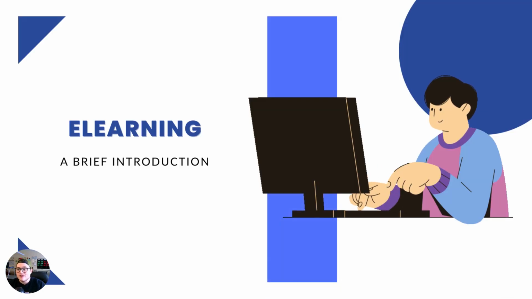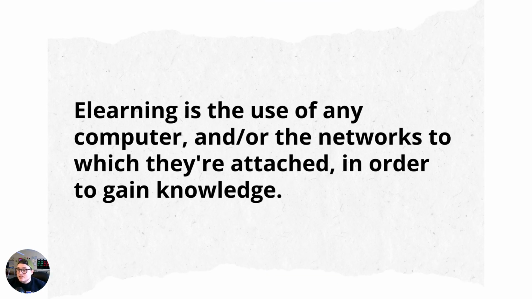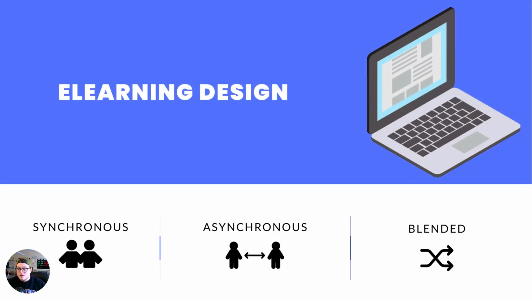Before we jump in, I wanted to go over a brief introduction to e-learning. E-learning is the use of any computer and/or the networks to which they're attached in order to gain knowledge. That's a very broad definition, but it needs to be, as e-learning is a very broad tool. What helps, though, is to understand the three major types of e-learning design, which is what we're going to focus on today. The three major types of e-learning design include synchronous, asynchronous, and blended. Let's dive into each of these designs.